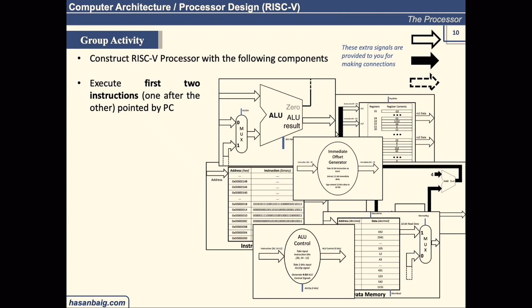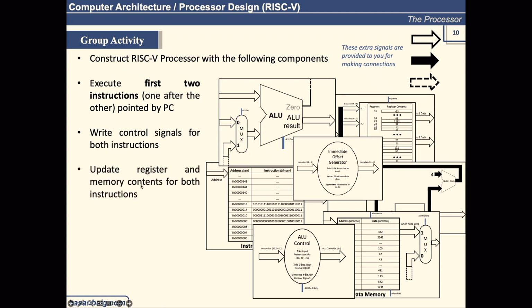So how do you know which instruction to execute? You will be given the instructions in the instruction memory, so you need to determine yourself what instruction is going to be executed. Next, write the control signals for both instructions, the first 2 instructions I'm talking about. Write it somewhere because it will help you answer the questions. Then update register and memory contents for both instructions.